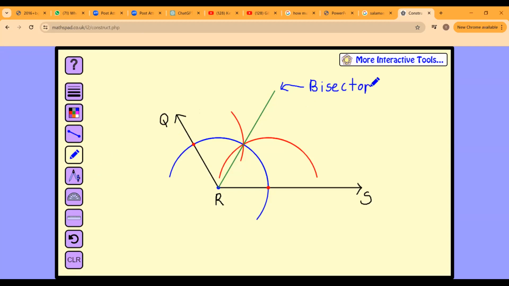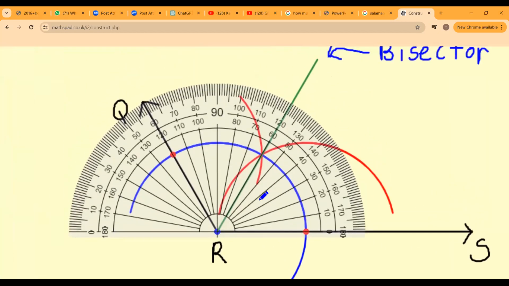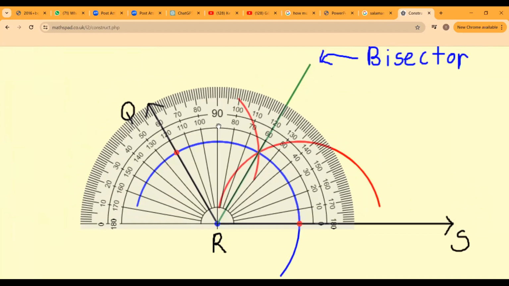Okay, all right. Now we can check if we bisected it properly, because if we look carefully, if we bisected it properly, from this point to this point should measure 60 degrees. And as you can see, from 0 to this green line, that's 60 degrees, and then from this green line to 120, that's another 60 degrees. So we know we bisected it properly.